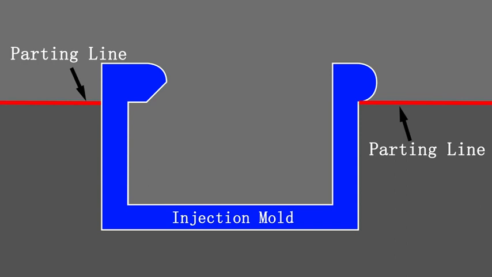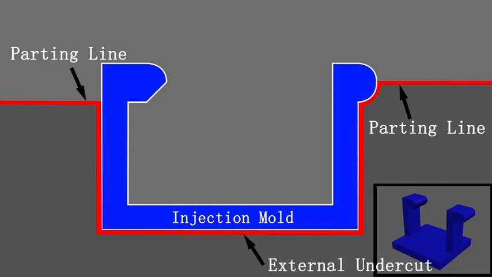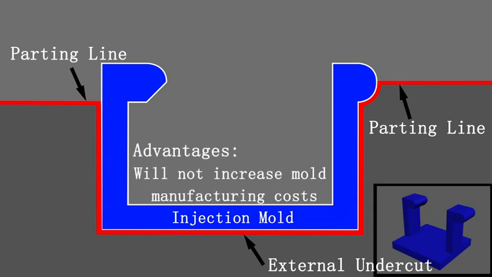Move the mold parting line to the point where the undercut begins, and in doing so, the undercut will cease to be an undercut. This method is only suitable for undercuts on the outside of the part. It cannot address undercuts within the part. Adjusting the parting line hardly increases mold manufacturing costs. This method should be applied whenever possible.